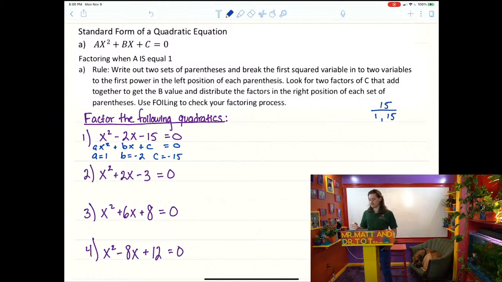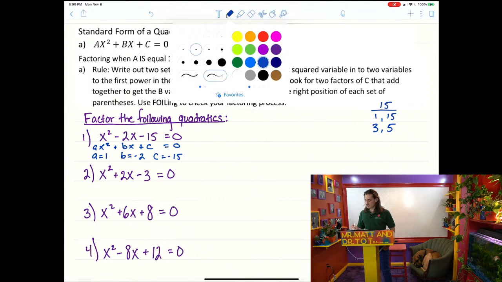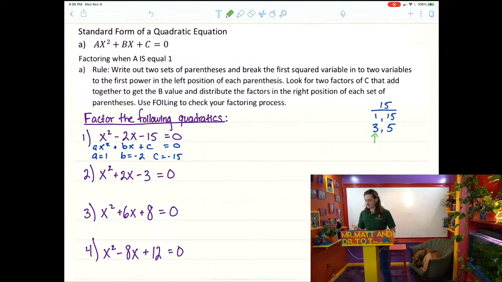So I'm going to move on to 3. 3 times 5 is 15, so 3 and 5 are a factor pair. 3 and 5 are factors of 15. Notice that the only number that lies between 3 and 5 is 4. 15 is not divisible by 4.